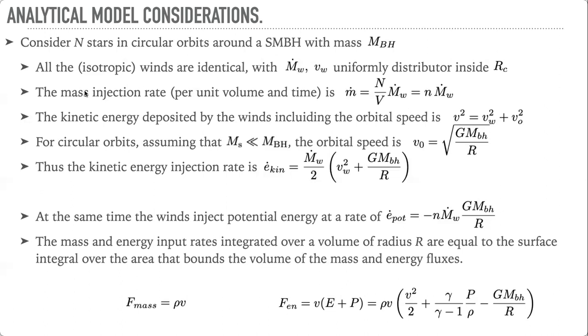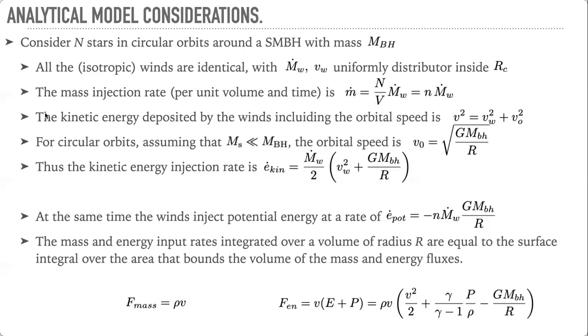So in this case, the mass injection rate per unit volume and time, which we will be calling little m dot, is the total mass injection rate, which is n times big M dot, divided by the volume. And we write this as little n, which is the density of stars, n over the volume V, times the mass loss rate of an individual star.